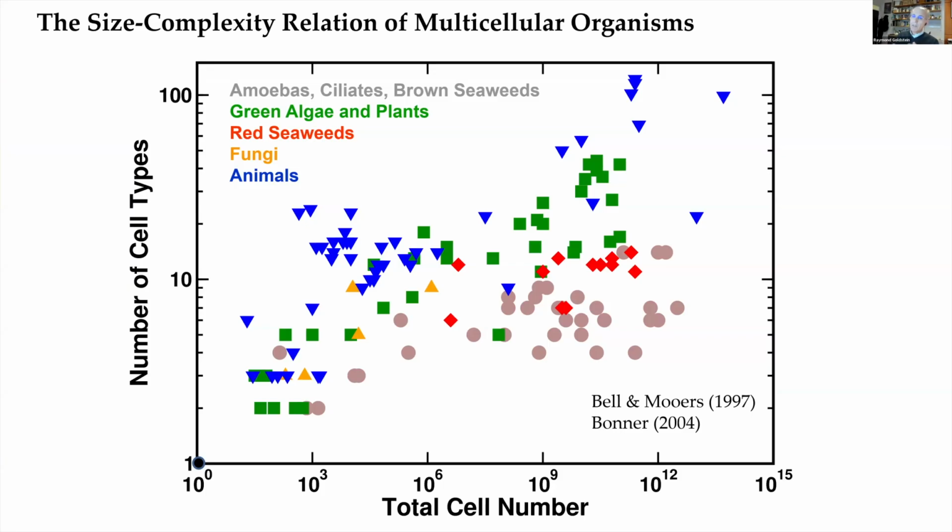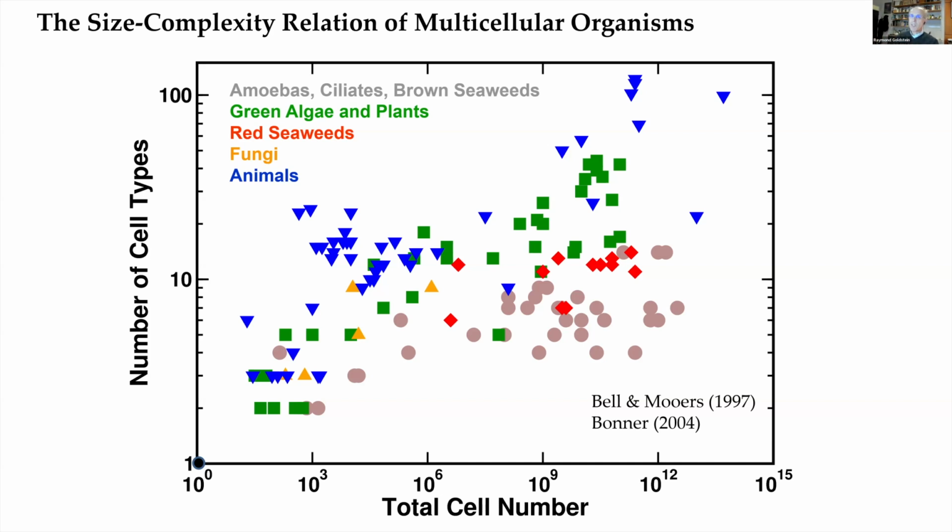So it's a collection of data that shows on the x-axis the total number of cells in organisms of very many types, plants, animals, fungi, seaweeds, ranging from 1 all the way up to 10 to the 15. And on the y-axis, it's the number of distinct types of cells found in those organisms. Again, it's a much smaller range, maybe 1 to 100 or so, but we can start to get a sense of what's going on by looking at this graph.